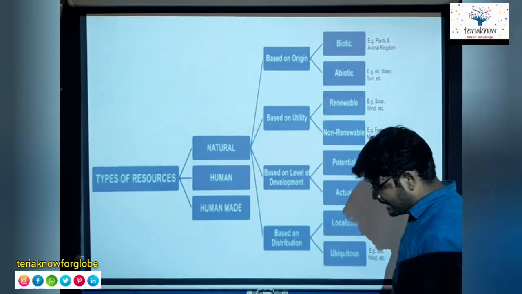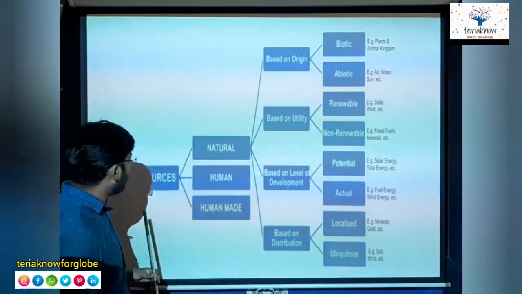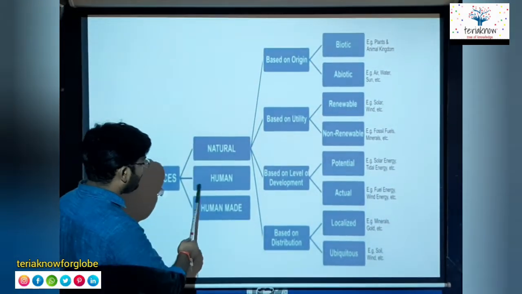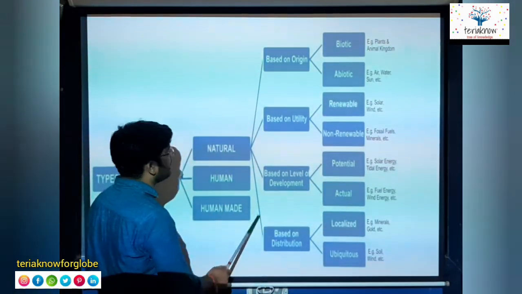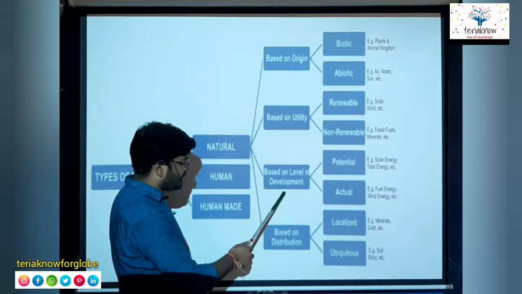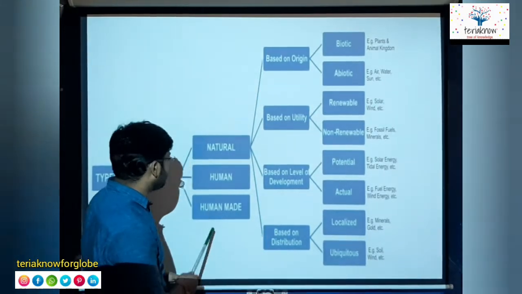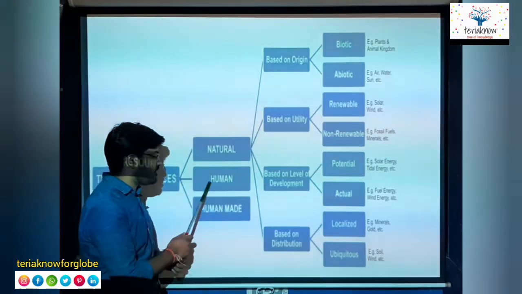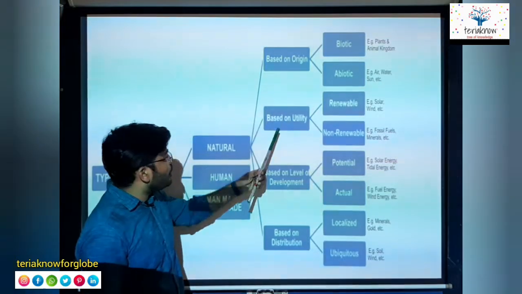So now this is the flow chart which you have to understand. Okay, I want to deal with it one by one. That is the types of resources: natural, human or human made. In the natural we have segregated based on origin, based on utility, based on level of development, based on distribution. On that basis you can understand the three types of resources: one is natural, human and human made. So natural is basically based on origin.